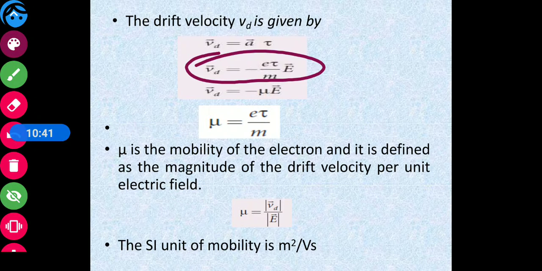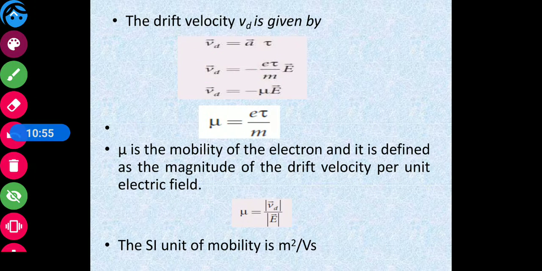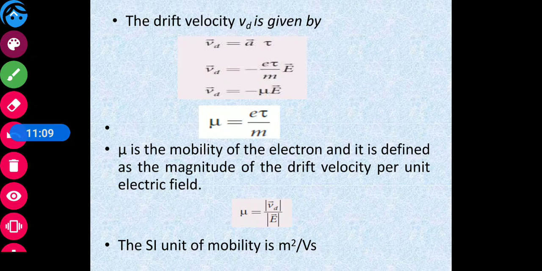In place of e tau upon m, we can write another constant, that is mu. So mu is equal to e tau upon m, and mu is known as the mobility of the electron. It is defined as the magnitude of the drift velocity per unit electric field. So mu is equal to Vd upon E, and its unit is meter square per volt per second.